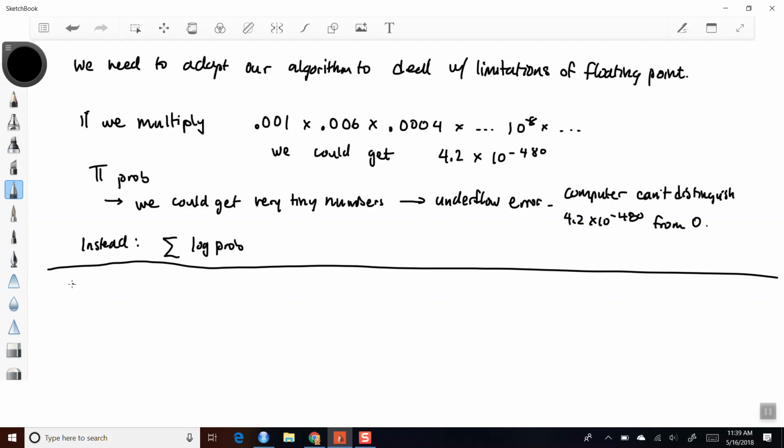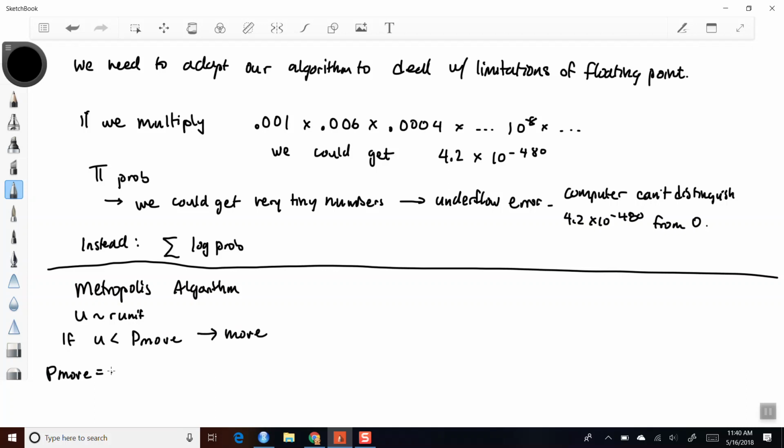Okay, and so in the Metropolis algorithm, what we normally do is we draw u from runif, and then we say if u is less than the probability of moving, then we move. And the probability of moving is equal to the min of 1 comma p propose divided by p current. So this is what we have in our Metropolis algorithm.